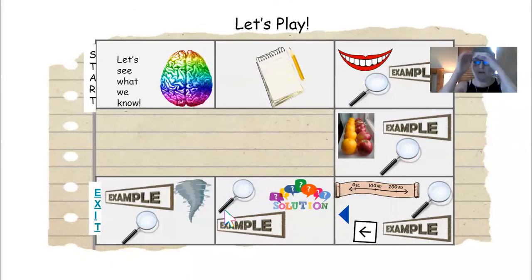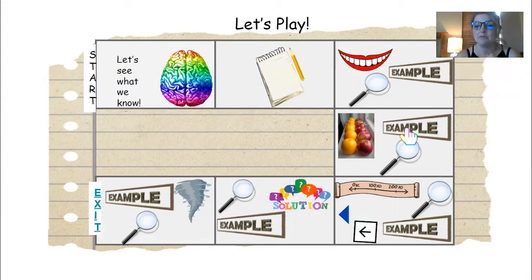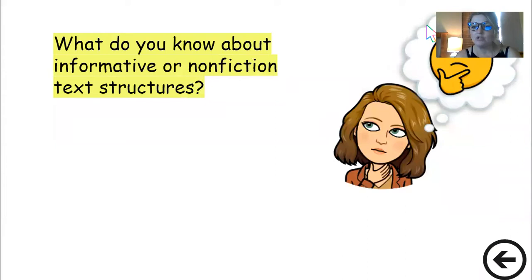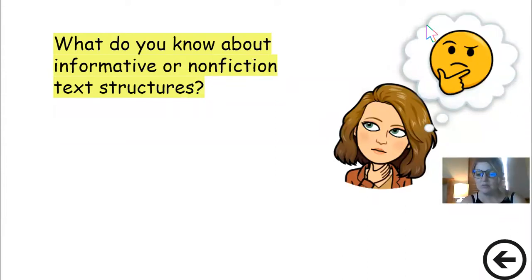This is our fun game board that's going to reveal a lot of different secrets today. It's got a lot of things hidden in it, and it's going to be really fun to go through. We're going to start out here with the start, that's where we always start, right? Let's see what we know, okay? So let's get those brains going. Got our little emoji girl. I think that's supposed to be me. And she's thinking. So she says, what do you know about informative or nonfiction text structures? What do you know about them?